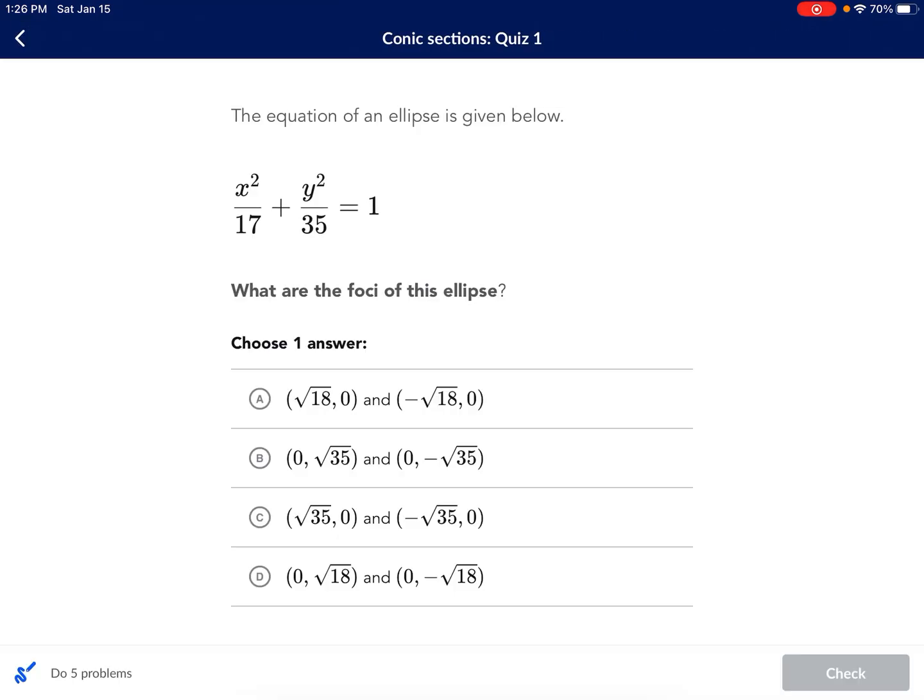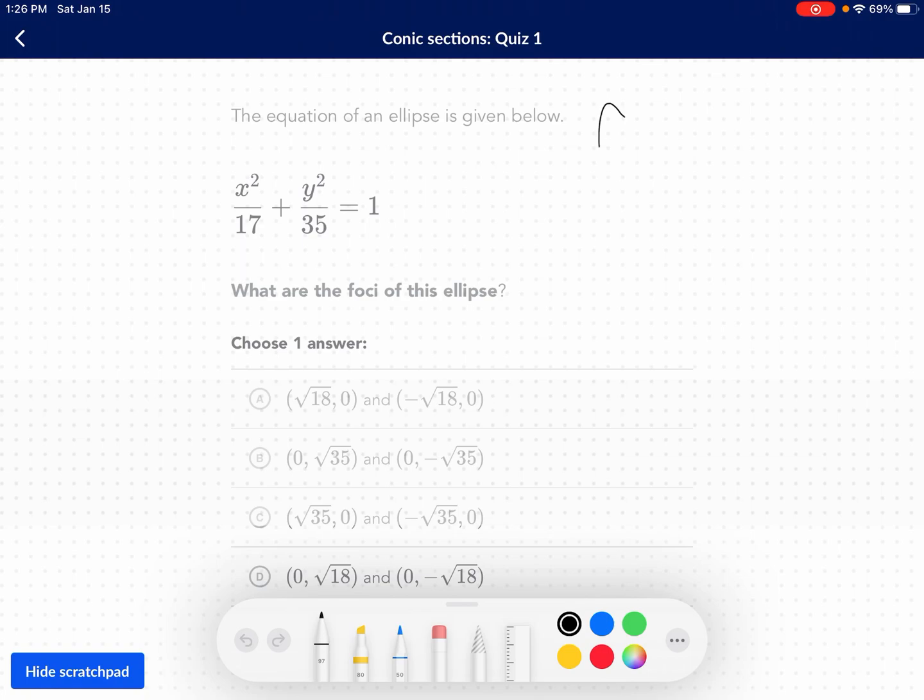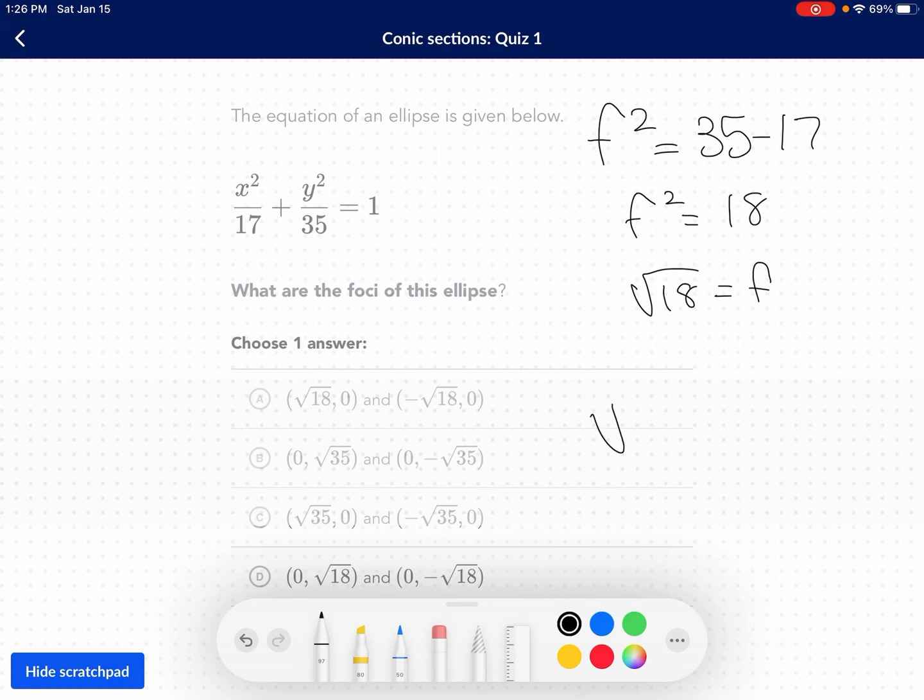All right, what are the foci of this ellipse? Okay, so f squared equals the major radius, which is 35, minus 17 squared, which equals 18. Root 18 represents the foci. We're gonna add root 18 to root 35 for the foci, because the major radius is the y value.